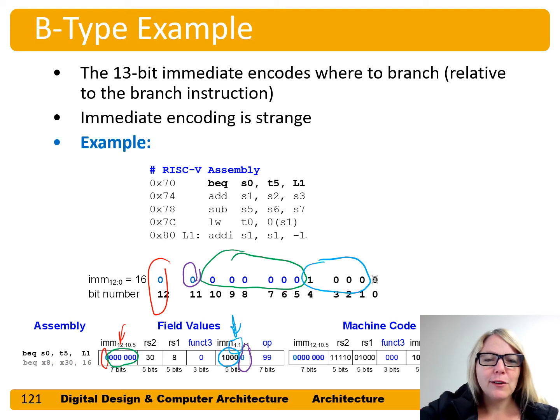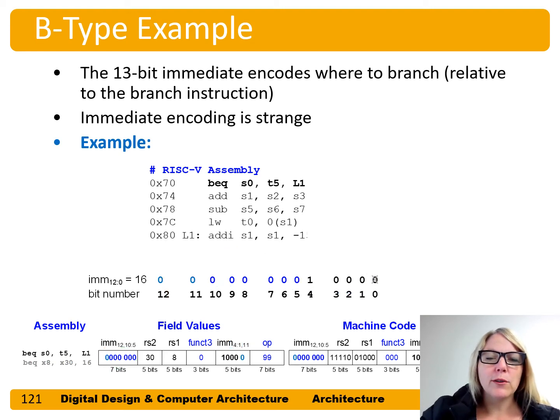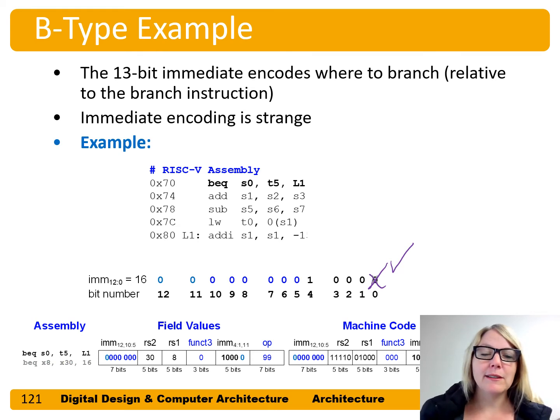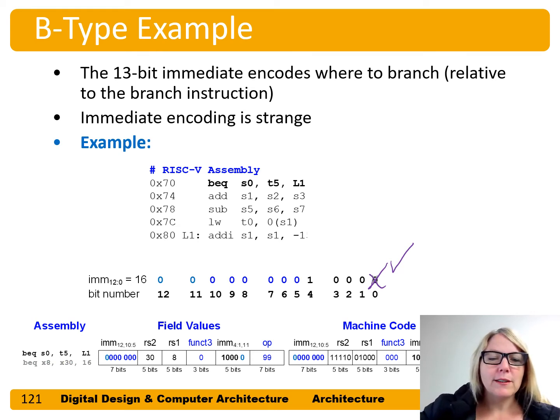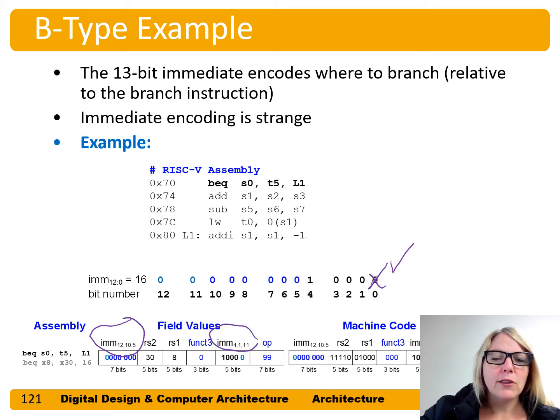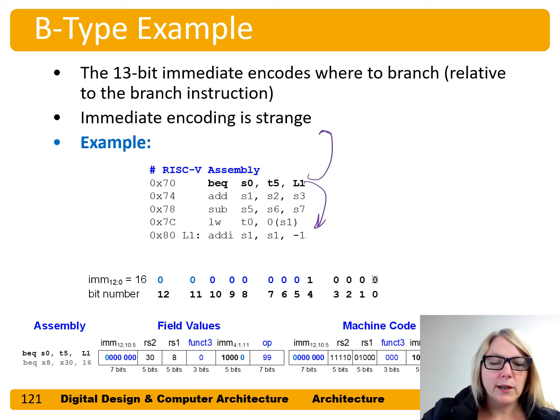So just for now, notice that, first of all, we're going to encode a 13-bit immediate, but not encode bit 0, because it's always going to be 0. And then we're going to bit swizzle in this strange way and split our 13-bit immediate across two fields, except for bit 0. And again, this is a 13-bit signed, two's complement immediate, so we can branch both forward and backwards.